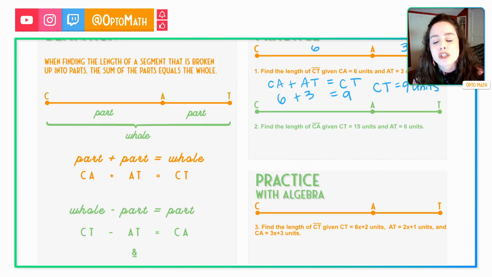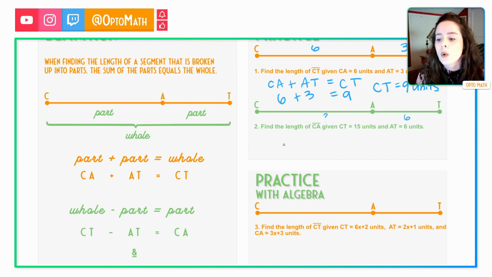Let's take a look at number 2. Find the length of CA. Okay, so this one's different because we're going to find the length of a part, not the whole. So we're going to be using one of the whole minus part equations. So let's go ahead and mark a question mark there. Given CT is 15 units, so the entire thing is 15, and AT is 6 units.